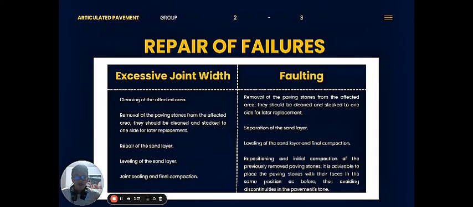In the case of faulting: removal of the paving stones from the affected area, which should be cleaned and stacked to one side for later replacement. Repair of the sand layer, leveling of the sand layer and final compaction, repositioning and initial compaction of the previously removed paving stones. It is advisable to place paving stones with their face in the same position as before, thus avoiding discontinuities in the paving stone.